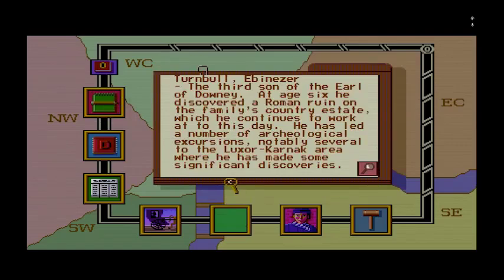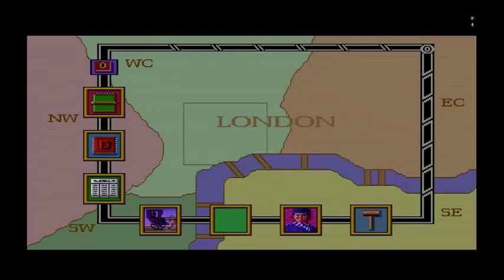Turnbull, Ebenezer, the third son of the Earl of Downey. At age 6, he discovered a Roman ruin on the family's country estate, which he continues to work at to this day. He has led a number of archaeological excursions, notably several to the Luxor-Karnak area, where he has made some significant discoveries.